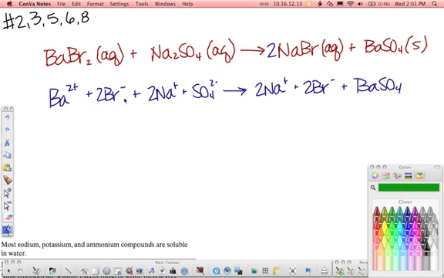Cross out spectator ions. So we got 2 bromines, we got 2 sodiums. That leaves me with my net ionic equation of barium ions plus sulfate ions gives way to barium sulfate. And that is all there is to it.